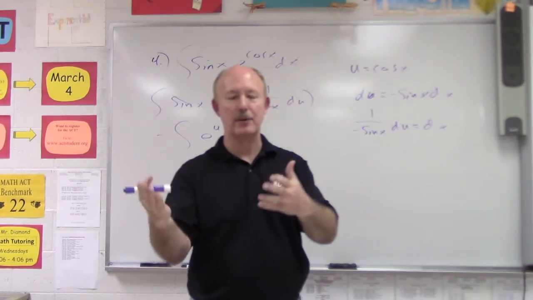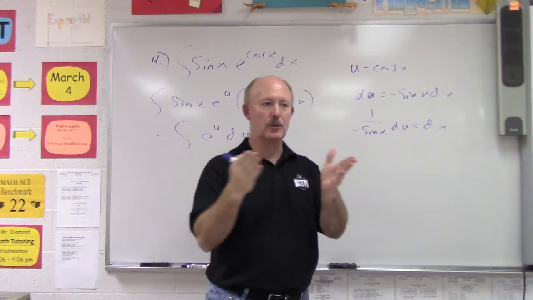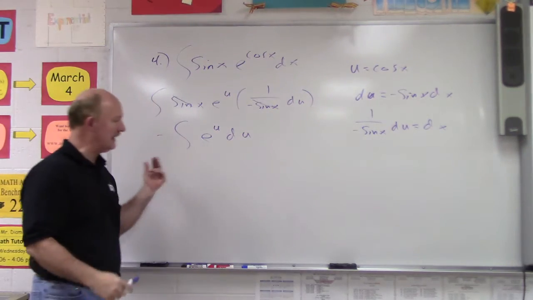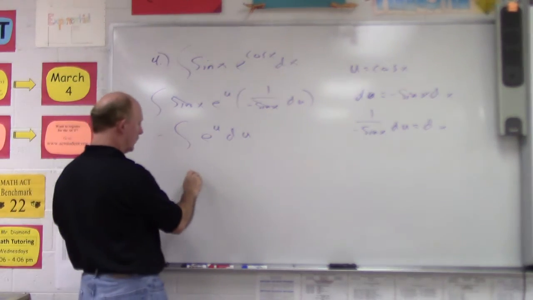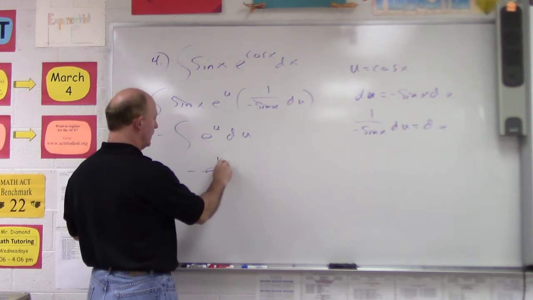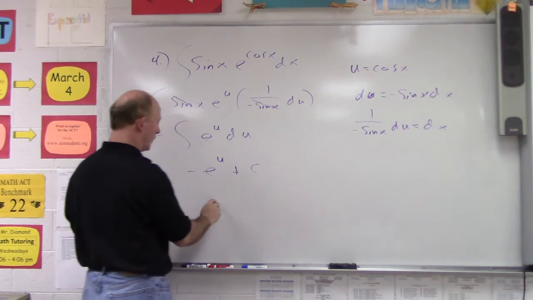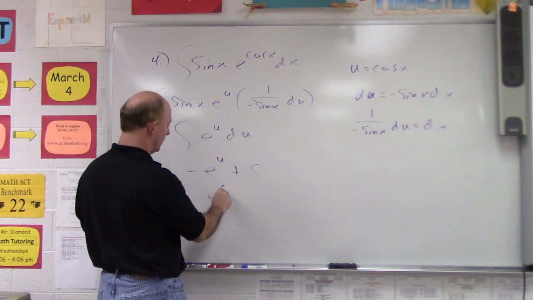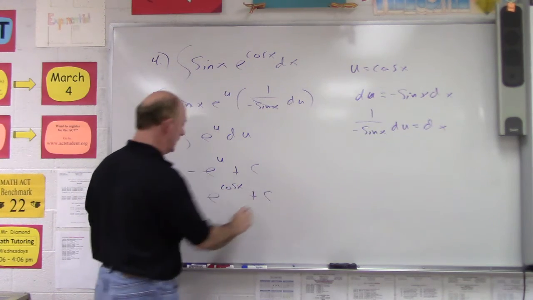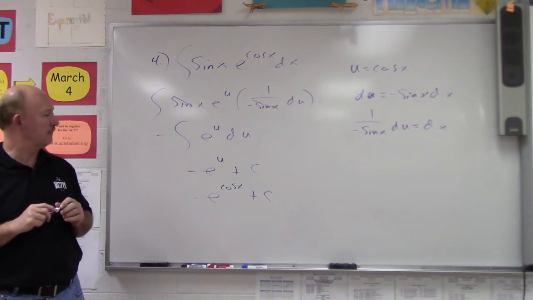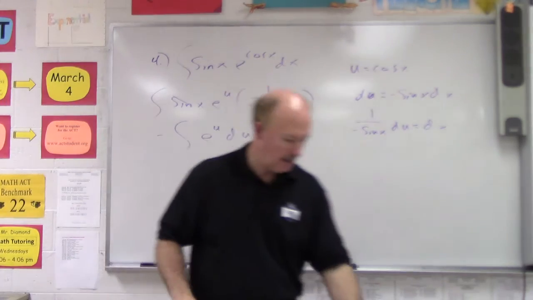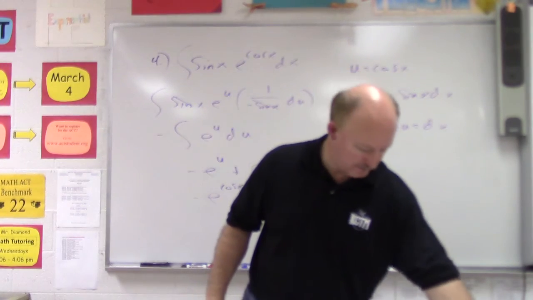Pretty quickly we're able to convert from the integral in terms of x into one completely in terms of u. So finding the antiderivative, we get negative e to the u plus our constant of integration, so negative e to the cosine x plus c. This is our antiderivative now. That was a little trig problem.